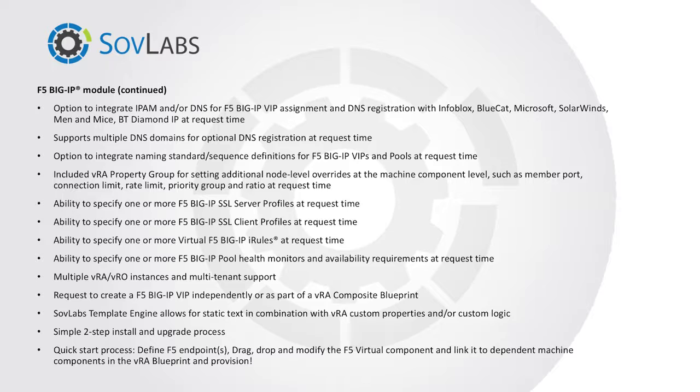Multiple vRA vRO instances and multi-tenant support. Request to create an F5 BIG-IP VIP independently or as part of a vRA composite blueprint. SovLabs template engine allows for static text in combination with vRA custom properties and/or custom logic. It's a simple two-step install and upgrade process. Quick start process: define F5 endpoints, drag and drop and modify the F5 virtual component, and link it to dependent machine components in the vRA blueprint, and provision.